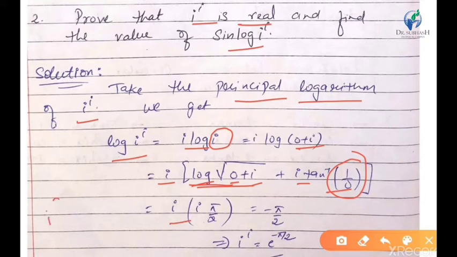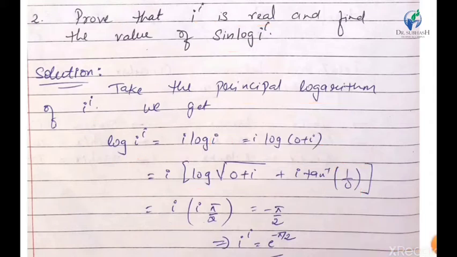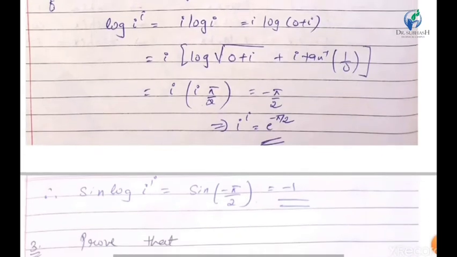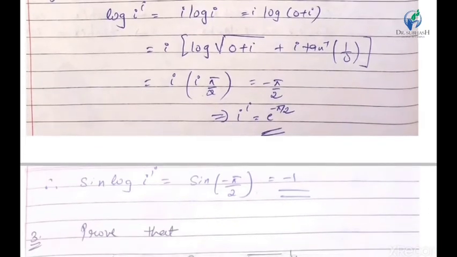Now we know that i squared equals minus 1. So this will become minus pi by 2. This is the value of log i^i. To remove the logarithm, we have to take the exponential. So we get i^i equal to e raised to minus pi by 2. Now this will be real because there is no i in this portion. So this will be termed as the real part. So here we have proved that i^i is real.